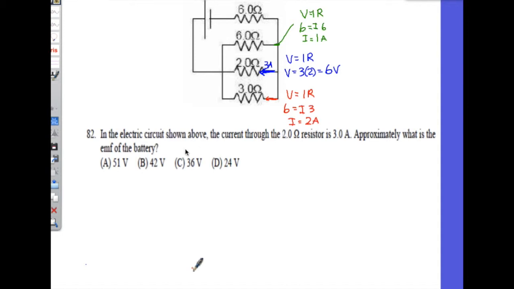Well, remember how this works. The current splits between the branches. If 1 amp goes here, and 3 amps go here, and 2 amps go here, you can tell I have a total of 6 amps.